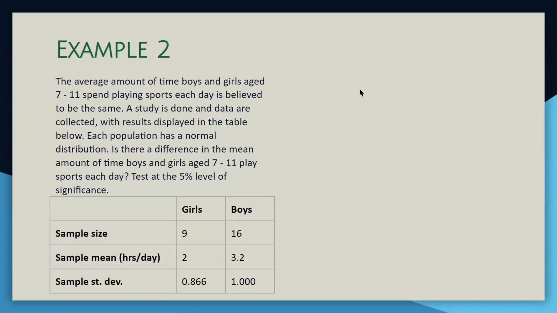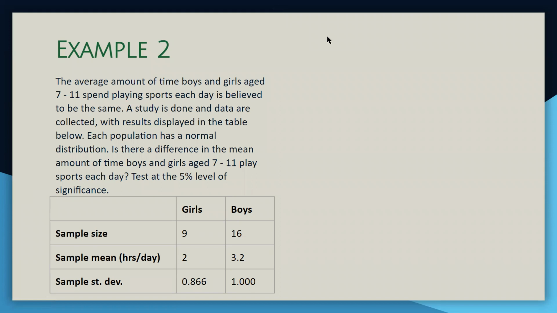It says the average amount of time boys and girls aged 7 to 11 spend playing sports each day is believed to be the same. The study is done and data are collected with results displayed in the table below. Each population has a normal distribution. Is there a difference in the mean amount of time boys and girls aged 7 to 11 play sports each day? Test at the 5% level of significance. In this case, they were nice. They did provide us with the information in the table. So that's helpful. We are going to go through the word problem and parse what we're given.